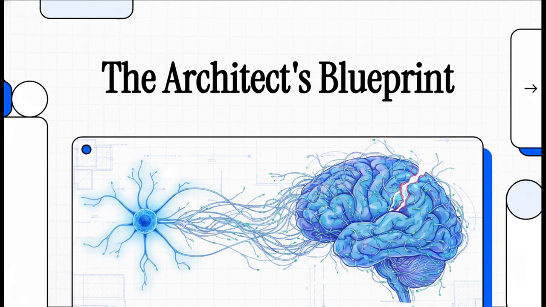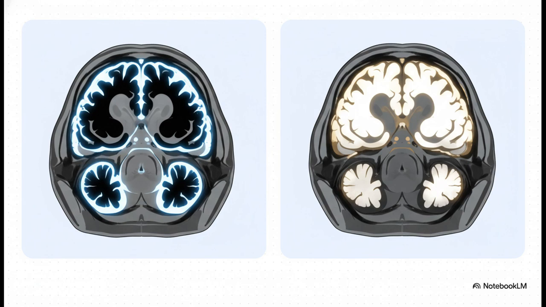Welcome to The Explainer. Today we're exploring the incredible, and let's be honest, sometimes flawed, architectural marvel that is the human brain. We're going to look at the actual blueprint for its construction and see what happens when the plans go just a little bit wrong.